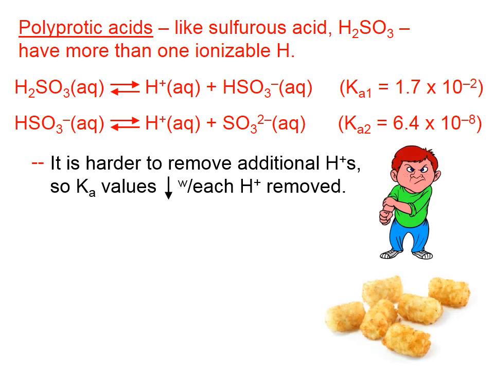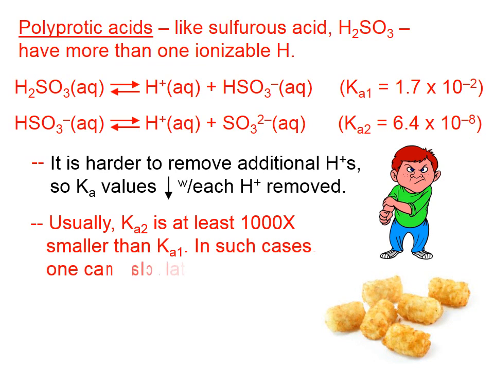Kind of like the bully at lunch in grade school. It was tater tot day, and the bully might come by and grab one of your tater tots. That first tater tot was fairly easy for him to steal because you weren't expecting it. The second tater tot would be much harder because now you're on to him. Not that it can't be done, but it's a lot tougher. In the same way, losing one proton is one thing. Losing a second proton is much more difficult.